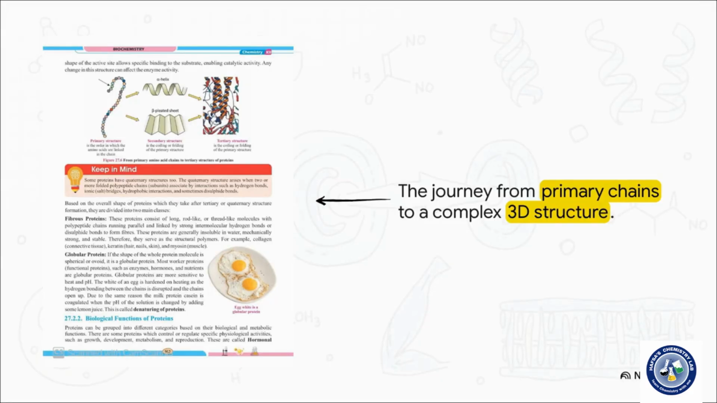It's really an epic progression. We start with a primary beaded necklace of amino acids, advance into coiled alpha helices and folded beta sheets, and finally crumple together into a highly complex, dense, tertiary three-dimensional shape. And for some complex worker proteins, like the hemoglobin carrying oxygen in your blood right now, there's even a quaternary structure. That's where multiple fully folded chains associate together to form one massive functional unit.